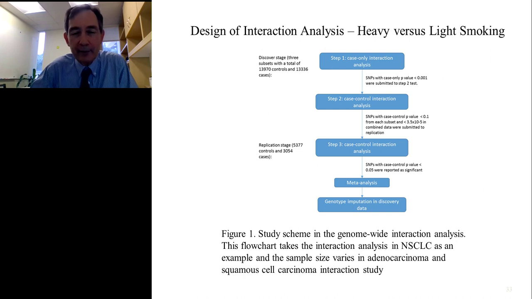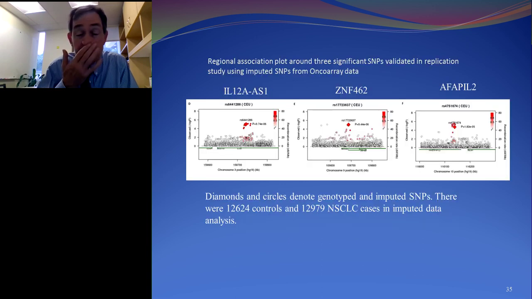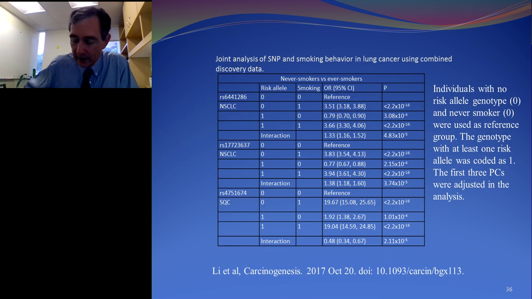And then we did replication, and this is sort of showing the statistical analysis. So first we have a case-only design, then we have a case control with an interaction component. By doing that, we found 3 different regions, and this is just showing you the regional plots of the association of the SNPs with the interaction term. In this kind of complicated slide, I'm showing you that actually these interactions are ones in which there's a protective effect.